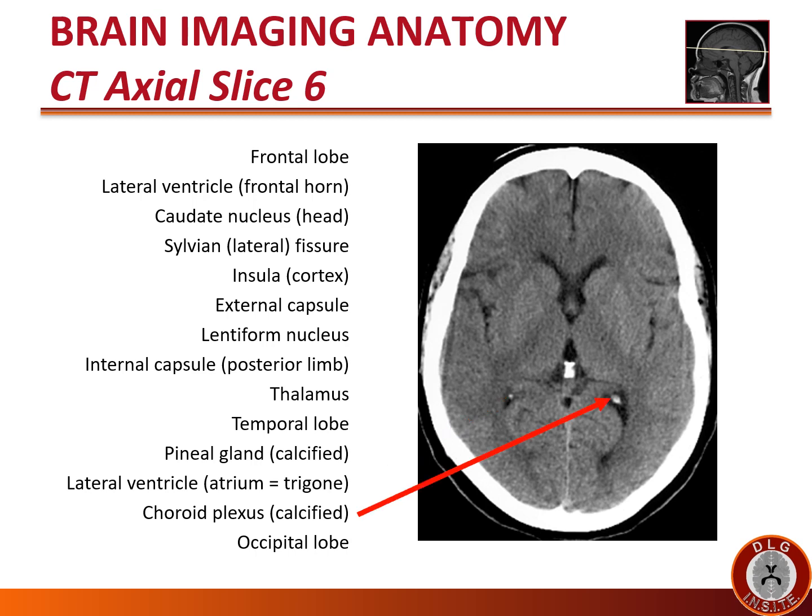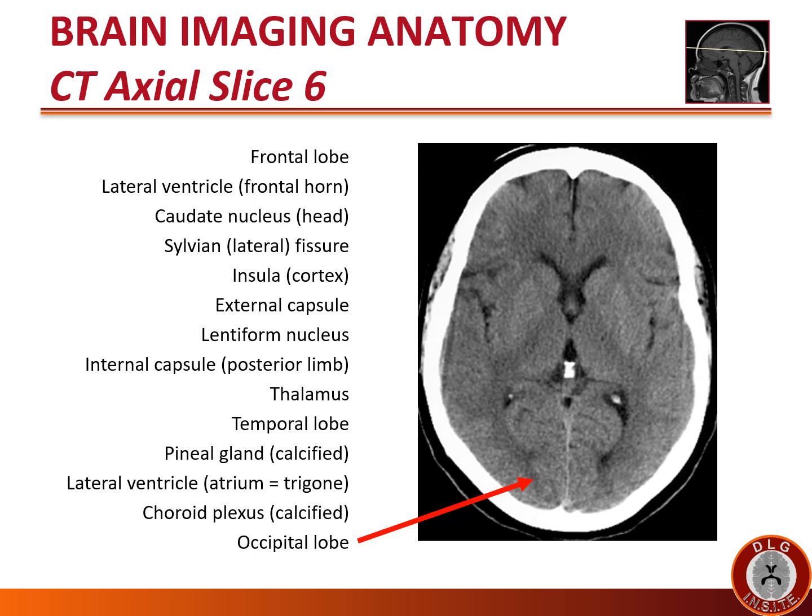In this image, we see a white or hyperdense area within the atrium. This is the choroid plexus. The choroid plexus makes cerebrospinal fluid and is commonly calcified, so it will appear white on CT scans, and it is commonly seen within the atria of the lateral ventricles.